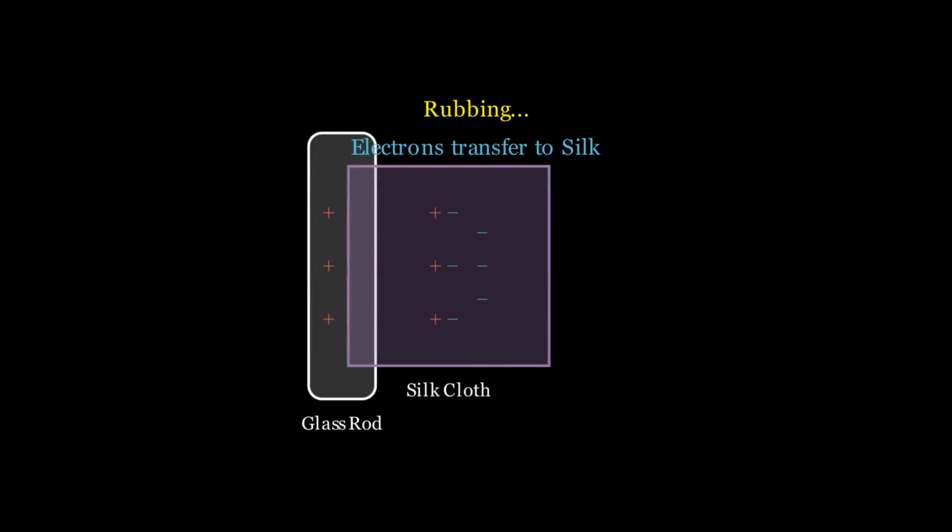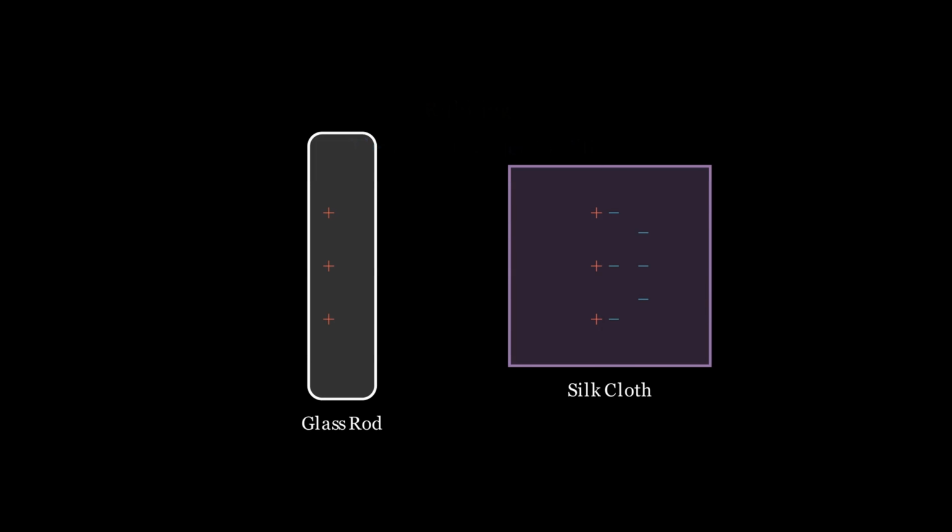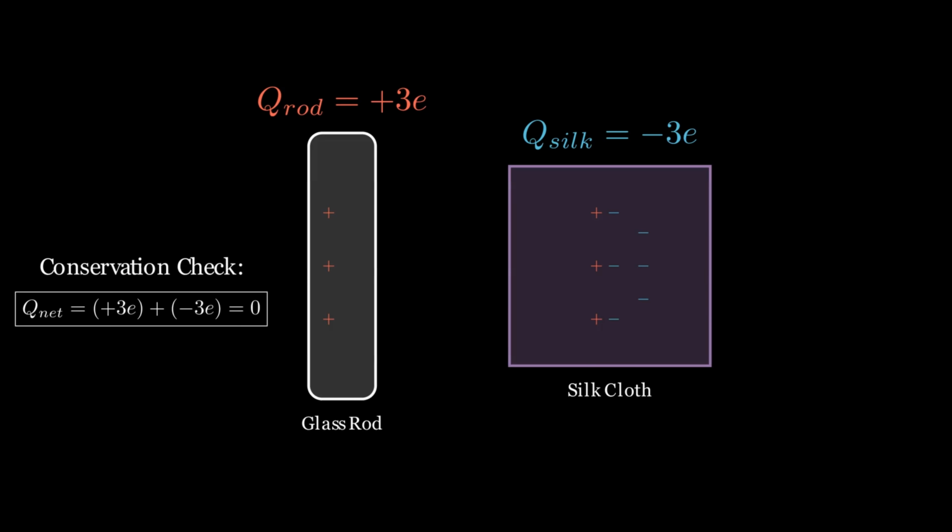When we separate them, look at the result. The glass rod has lost electrons, so it is now net positive. The silk cloth has gained those exact same electrons, so it is net negative. Let's do the accounting. If the rod gained a charge of plus Q, the silk gained a charge of minus Q. If you add them up, positive Q plus negative Q equals 0. The total net charge of the system is exactly the same as when we started, 0. This confirms that the charge was not created or destroyed, it was simply transferred. This is the law of conservation of charge.